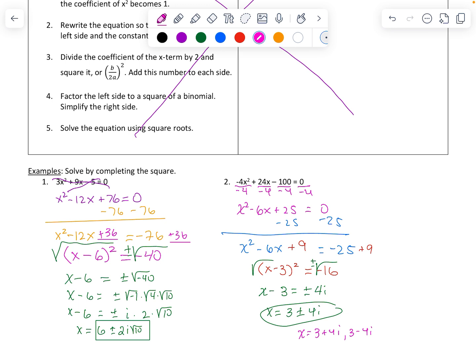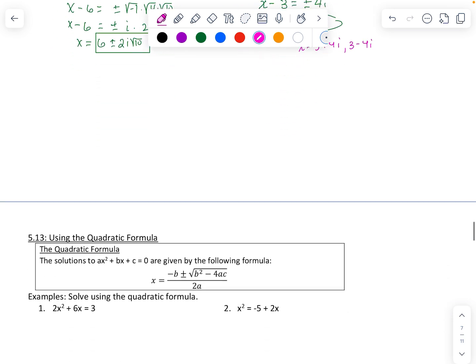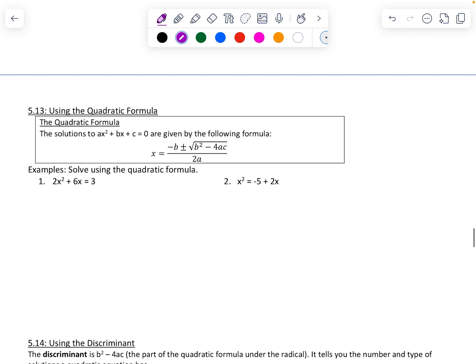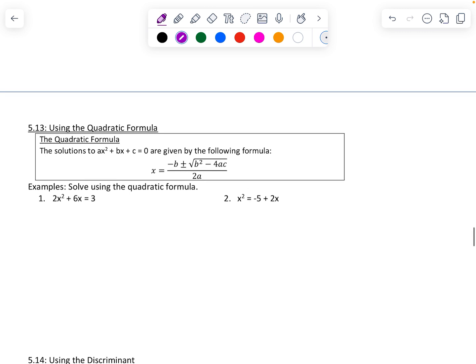Okay, we're going to do one other type of problem, and that is using the quadratic formula. And I think that you guys have done the quadratic formula. I'm pretty sure you did it in Algebra 1. You may have done it before or after that too. So the quadratic formula, I'm not going to show you the whole way of getting it, but I just want you to be aware of where it came from.